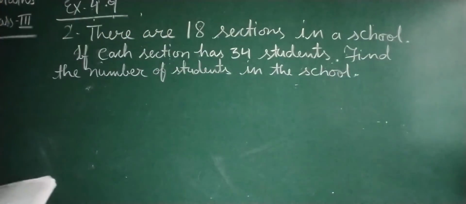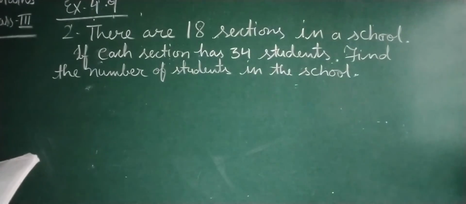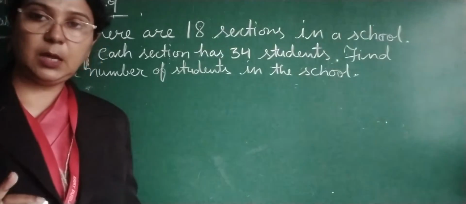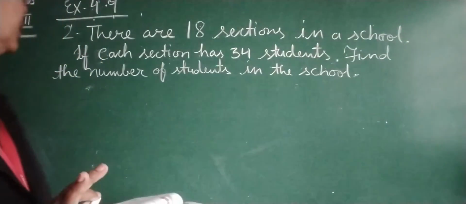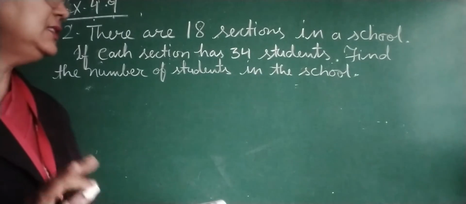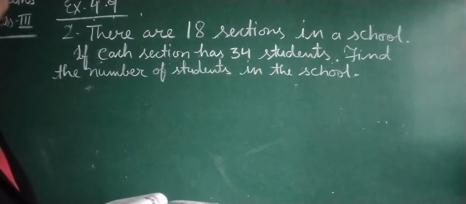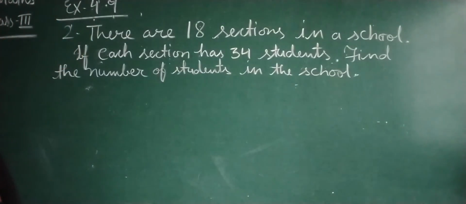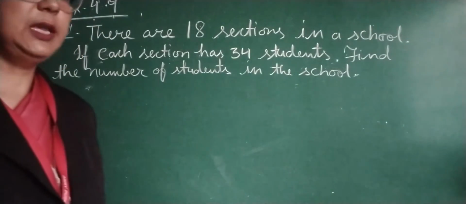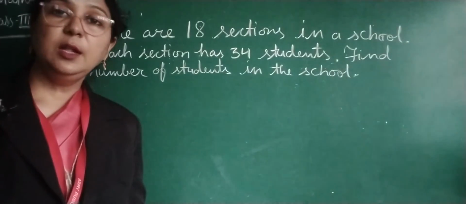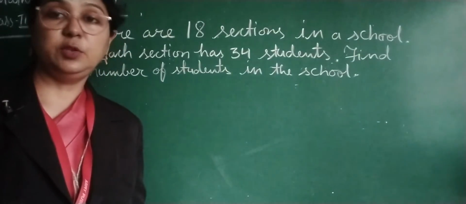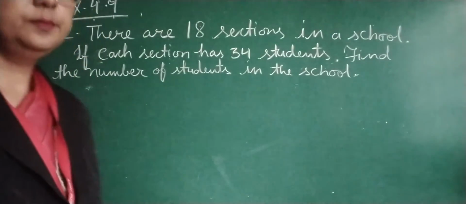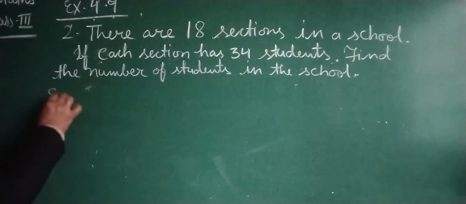So there are 18 sections in a school, meaning the school has 18 sections. Now, if each section has 34 students, find the number of students in the school. When each section has 34 students, we have to find out the total number of students in the school. Let's do this. Solution.